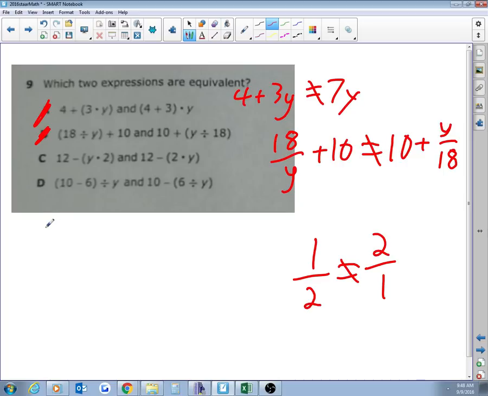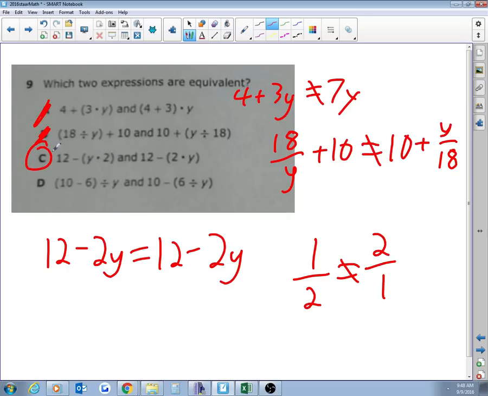C, we've got 12 minus y times 2, which is just 2y. It's y times 2. We have 2 of these y's. And we've got 12 minus 2 times y. Once again, it's just 2y. Order does not matter with multiplication. Y times 2 is the same as 2 times y, just like 5 times 4 is the same as 4 times 5. These are equal. So C, these are equivalent.